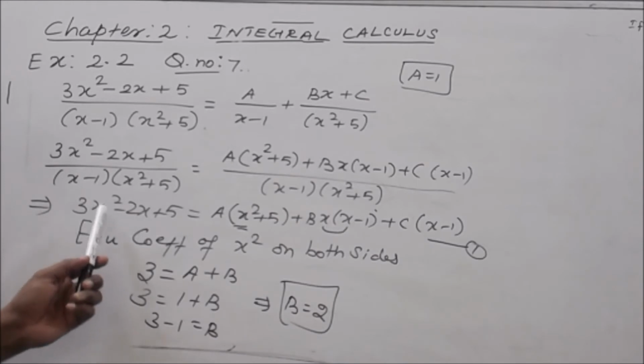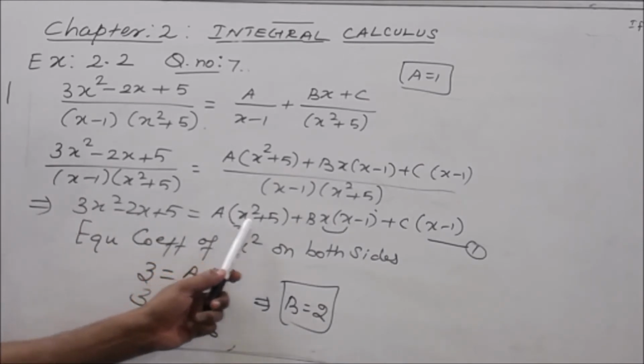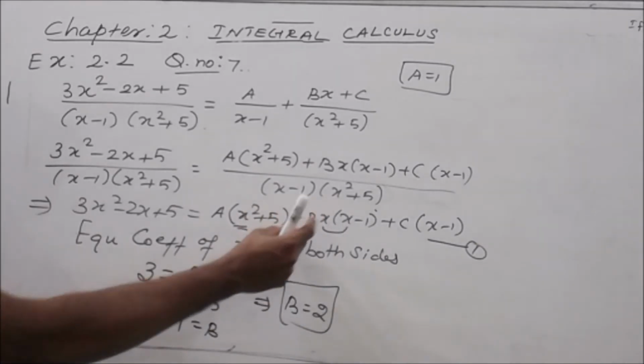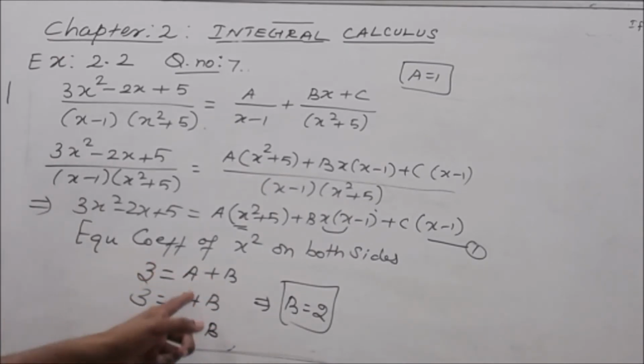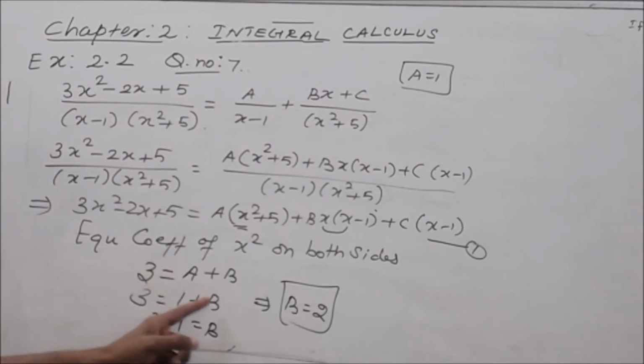So equating the coefficient of x² on both sides: here 3, here a into x² has coefficient a, and bx into x gives bx², coefficient b. So adding these two coefficients and equating, 3 = a + b. Substituting the value a = 1 that we already found, b = 3 − 1 = 2.